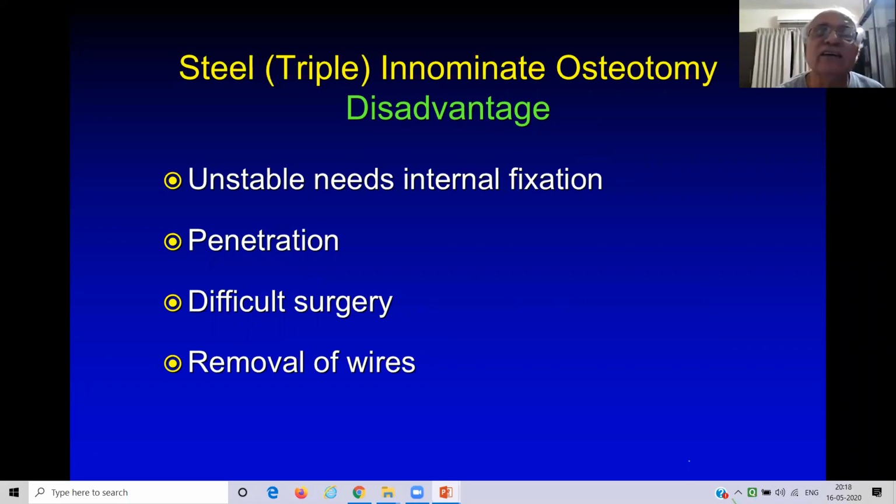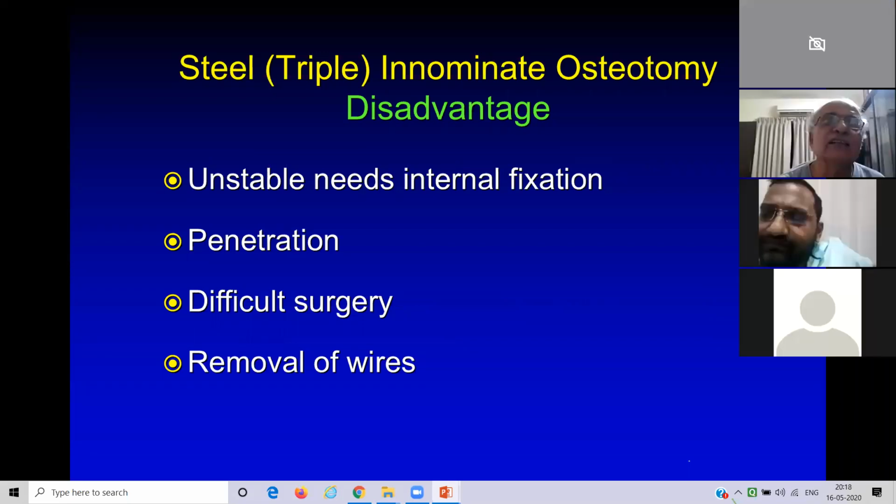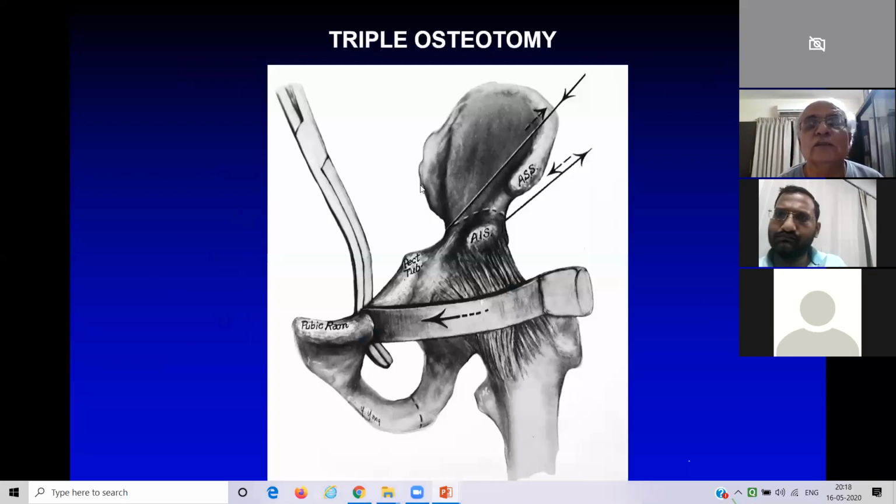So disadvantage, unstable, that's what I told you. It's a difficult surgery and does require removal of wire. That is a normal phenomenon in these patients. So look at that. That is the Salter.